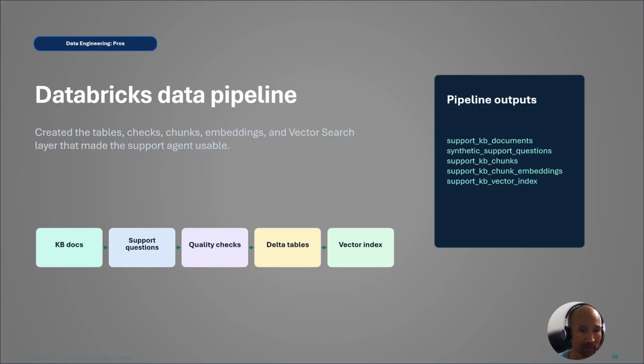This enabled the Notebook 2 agent to instantly find semantically similar knowledge base chunks for any user question, even when phrased differently than the original documentation. Without this output, Notebook 2 cannot retrieve knowledge, generate answers, or be evaluated.